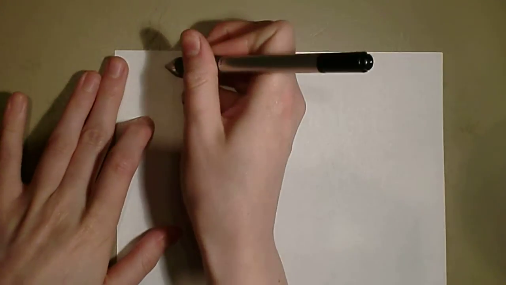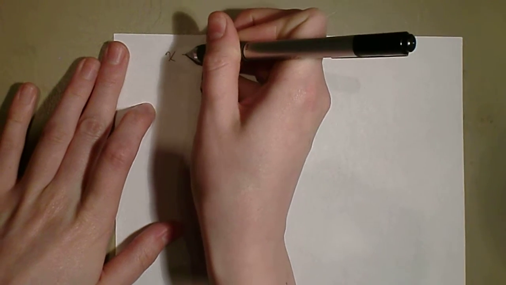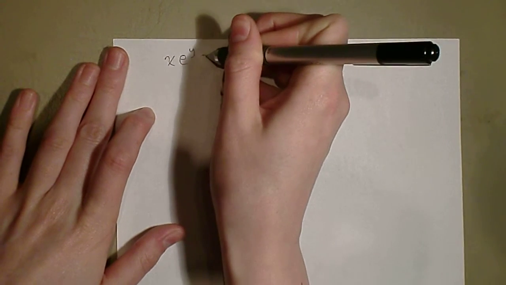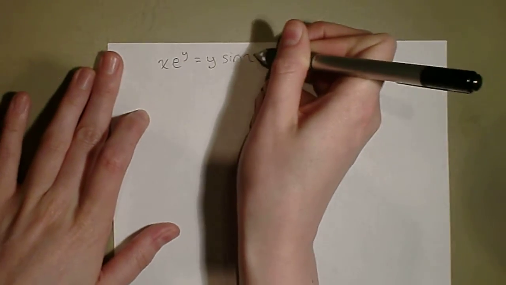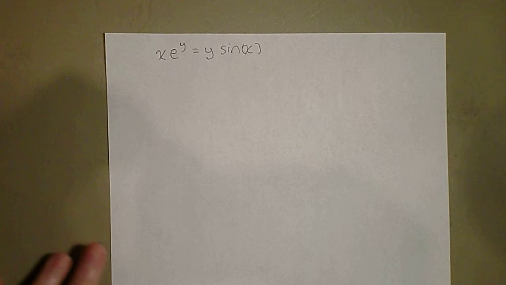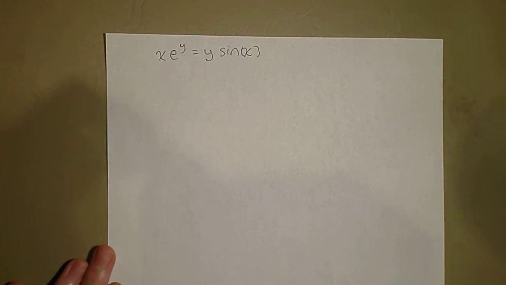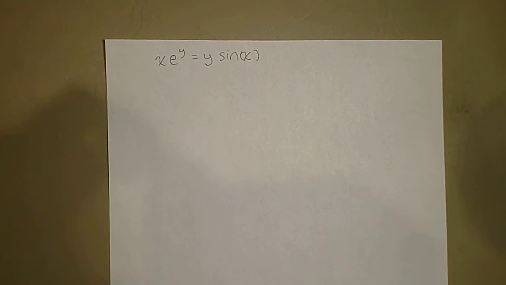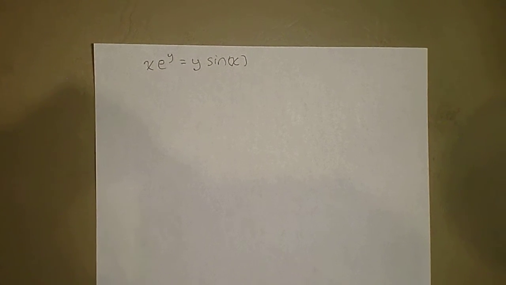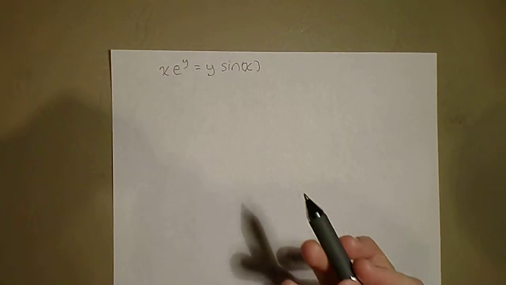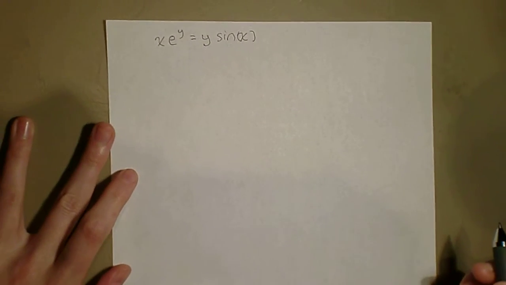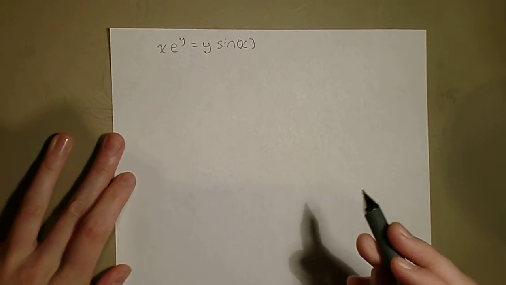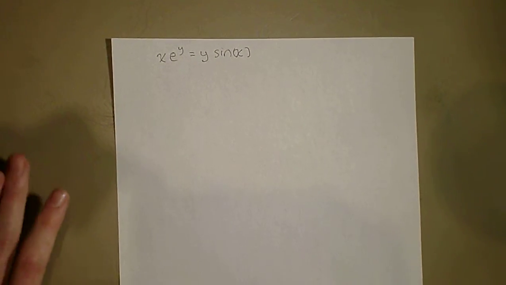Alright, we're going to start out with the equation x e to the y equals y sine of x. Now this is a transcendental equation, so we must use implicit differentiation, which means we take the derivative on both sides of the equation, because there is no way we can write the equation as y equals something.